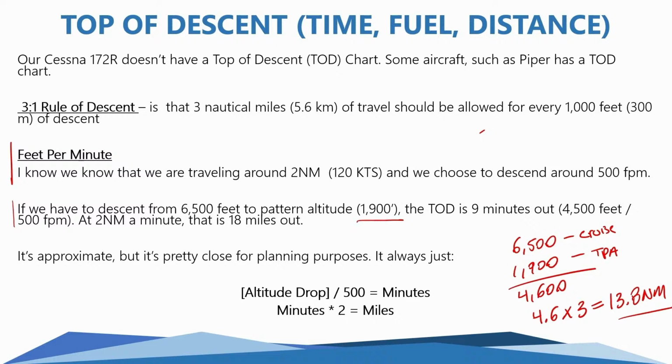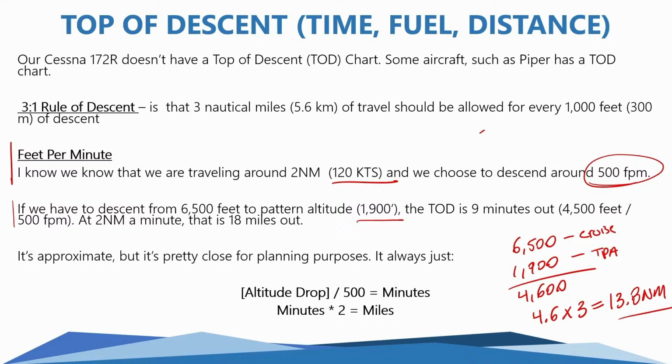If we're going to descend at 120 knots, then we would be covering about 2 nautical miles a minute. Okay, and what you'd want to do is figure out what is roughly a good descent rate. Most descents, even in the instrument world, are going to be between 500 to 1,000 feet per minute. 500 is actually pretty good, so we're going to stick with 500 feet per minute.